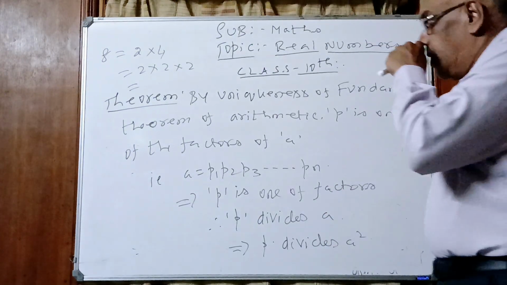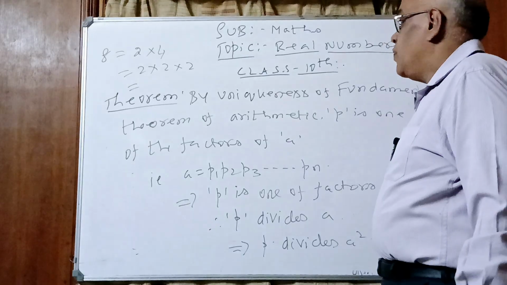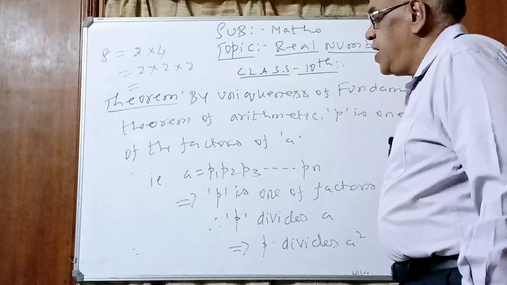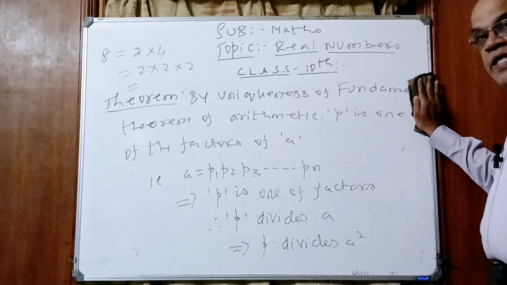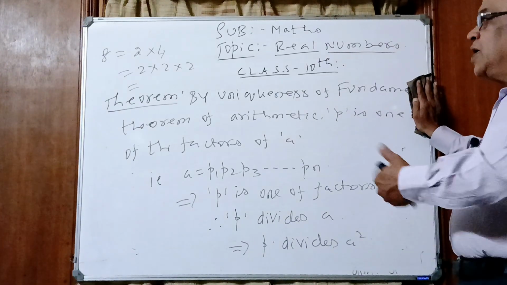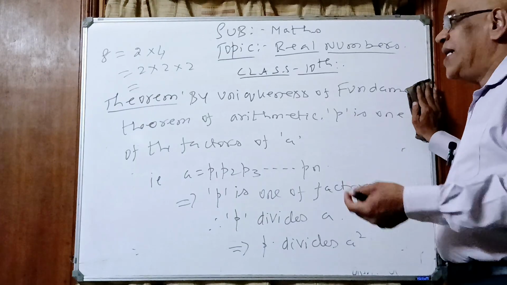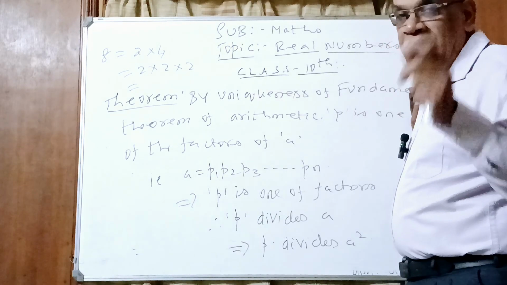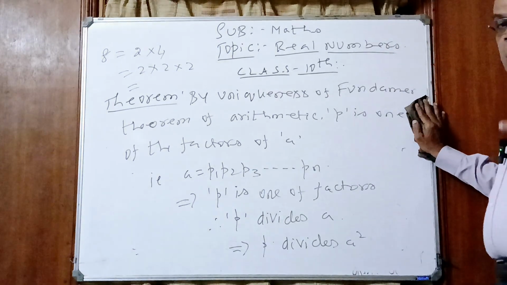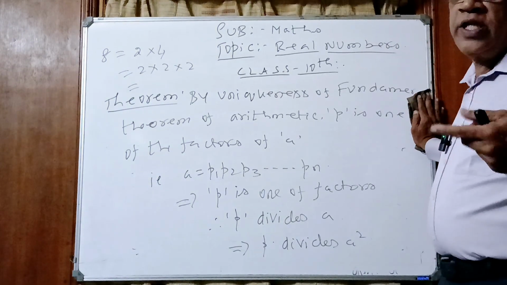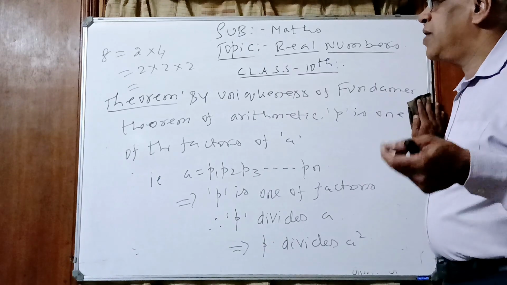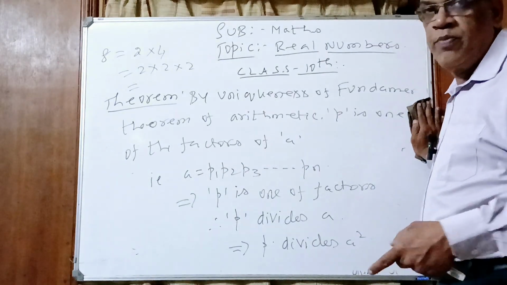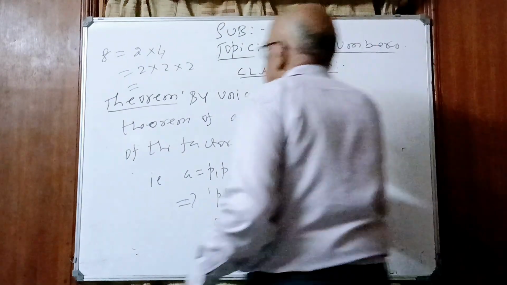So this is about proving that P is a factor of A, or P divides A as well as P divides A square. So now we'll prove that root 2 is irrational. This question will come, children. Prove that root 2 is irrational, or root 5 is irrational, or 5 plus root 3 is irrational. Whatever be the number, procedure is same. So our next topic and last topic is proving that root 2, root 3 and root 5 are irrational.